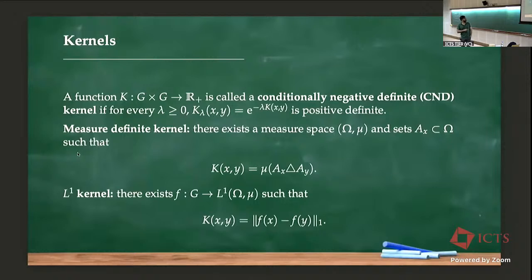No, I'm saying that there is one definition and there is the other, okay? So if it is measure definite, then you automatically find that this is an L1 kernel. There is an argument saying that actually you can also go the other way. If you start with an L1 kernel, you can show that actually it's measure definite on the same space.